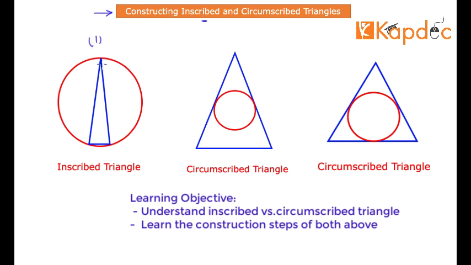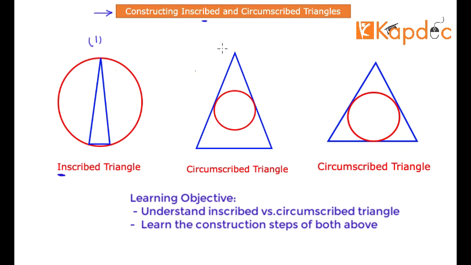You see that there is a triangle in blue, and it is completely inside this circle, such that all 3 vertices of this triangle are touching the circumference. So such a shape, this triangle, will be called an inscribed triangle because it is inside a circle.